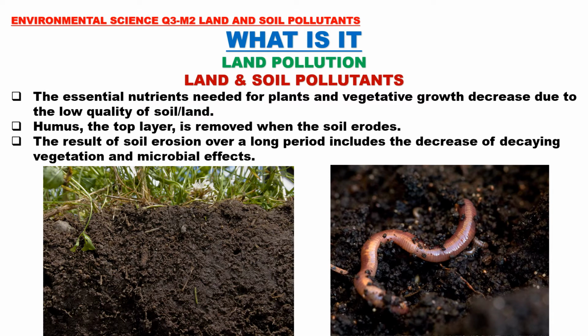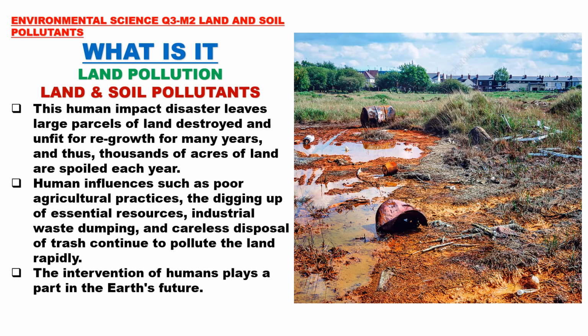The essential nutrients needed for plants and vegetative growth decrease due to the low quality of soil and land. Humus, the top layer, is removed when the soil erodes. The result of erosion over a long period includes the decrease of decaying vegetation and microbial effects. This human impact disaster leaves large parcels of land destroyed and unfit for regrowth for many years, and thus thousands of acres of land are spoiled each year.